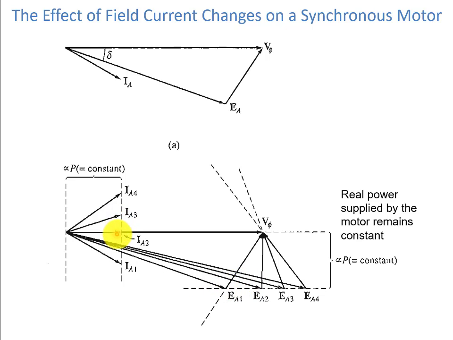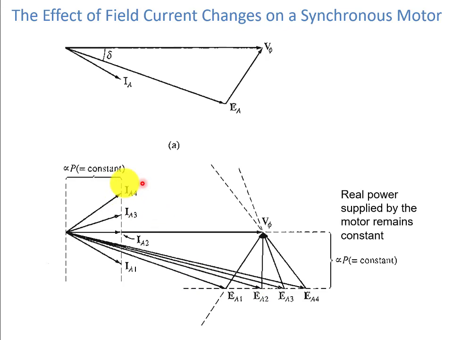So if we increase the IF, suppose the armature current at that point will be IA2, because the current is increased, so that will compensate here, IA2. As you can see, the magnitude of IA is somehow reduced, but the magnitude of EA2 will be increased. Similarly, if you increase the IF further, what will happen? We can see that again the magnitude of IA is increased, but also with the increased magnitude of EA.